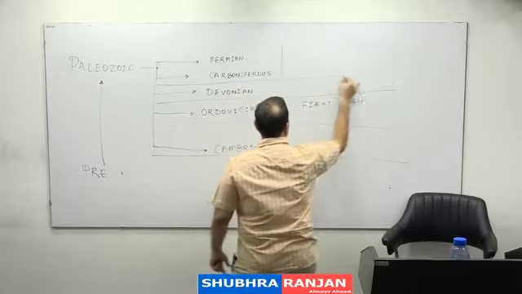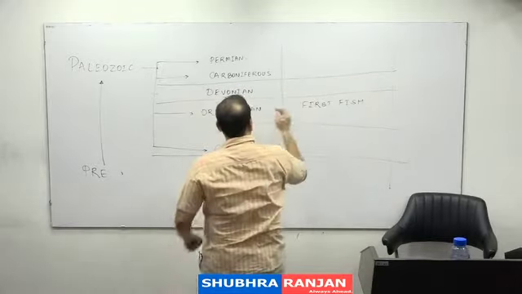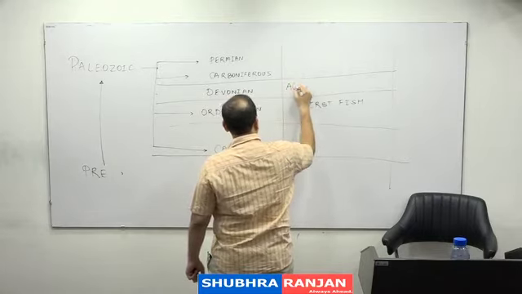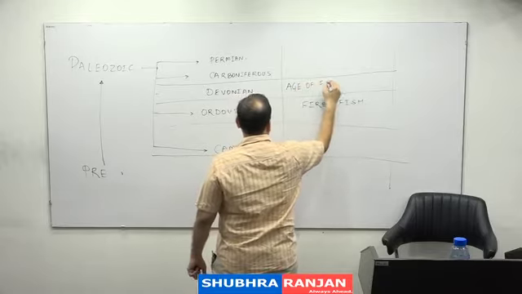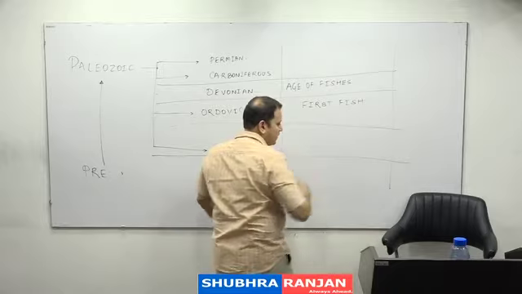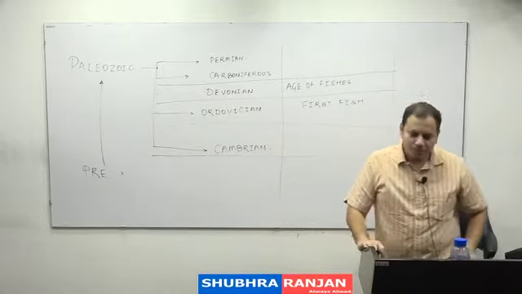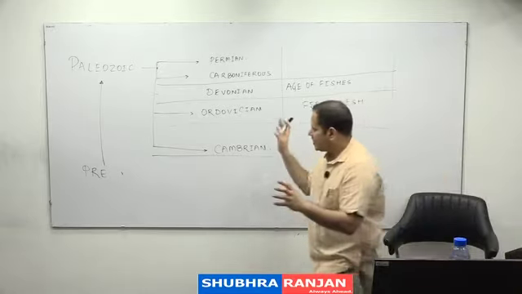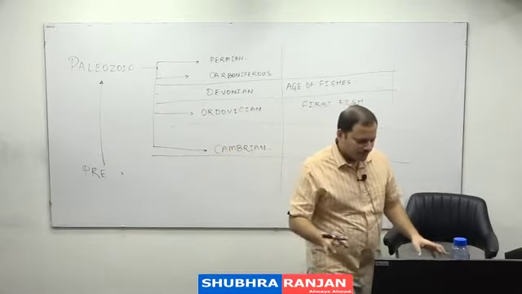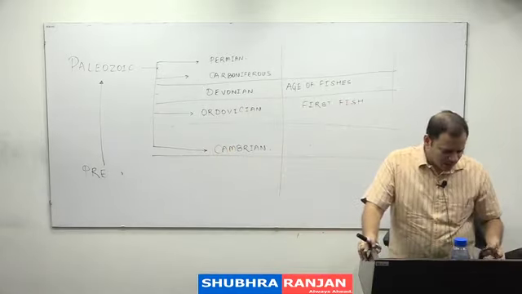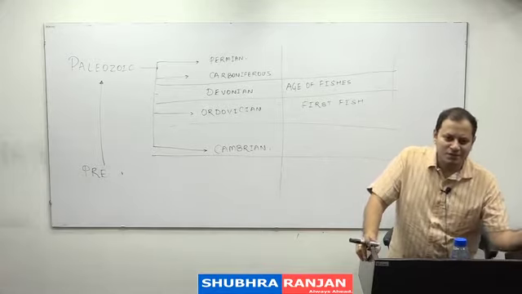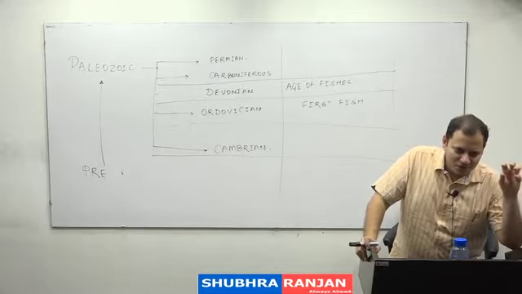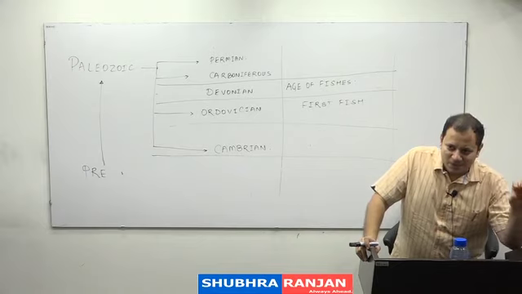Now this is what is important from our exam point of view. Devonian is known as an age of fishes. Why age of fishes? Because the maximum number of fishes came in the Devonian period. In Indian mythology, this period belongs to the Matsya avatar of Vishnu. And if you see the stories of Matsya avatar and the stories of this geological time scale, they are more or less the same. So this was the age of the fishes.